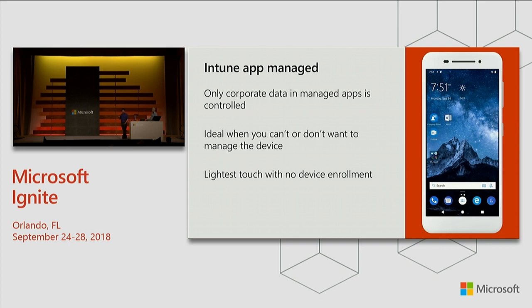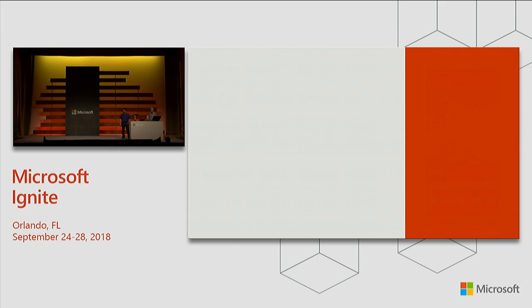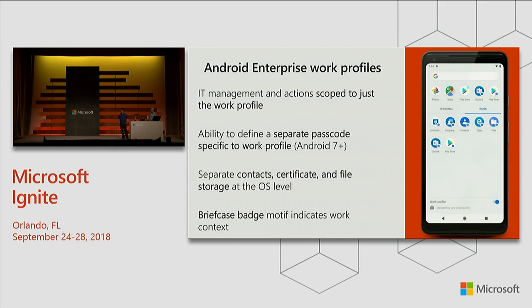So, the key takeaways are for Intune App Managed, only use that scenario when you only want to manage the apps, right? It is the lightest touch option for no device enrollment, and we've seen customers take that as their default path. For Work Profiles, if today you're using Device Admin with personal devices, Work Profiles is the path that you should take for those personal devices.